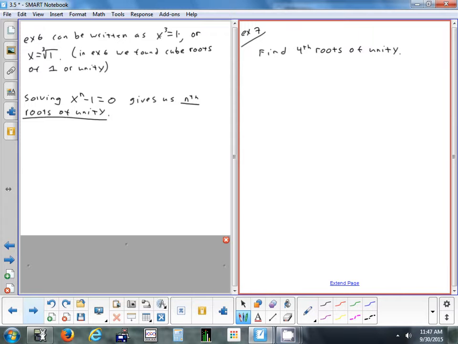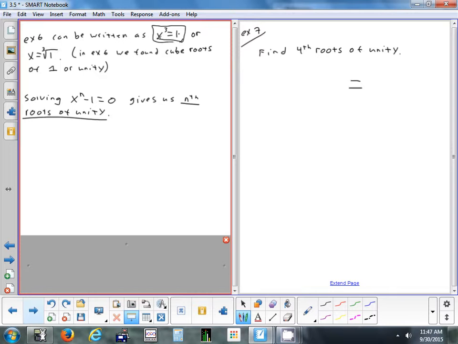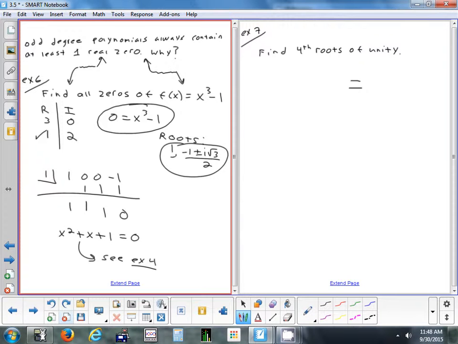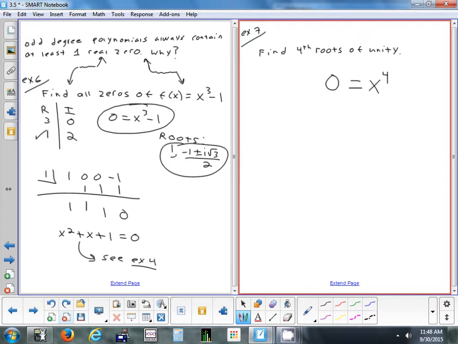Let's look at this one. We're going to find the 4th roots of unity. Okay, how would I set that up as an equation like this? Or you know what, if you wanted, does everyone have what's on the left here? Set it up like this. What would be my power on x? x to the 4th. Yep, x to the 4th. And what would I put after it? -1. That's what you're really solving.